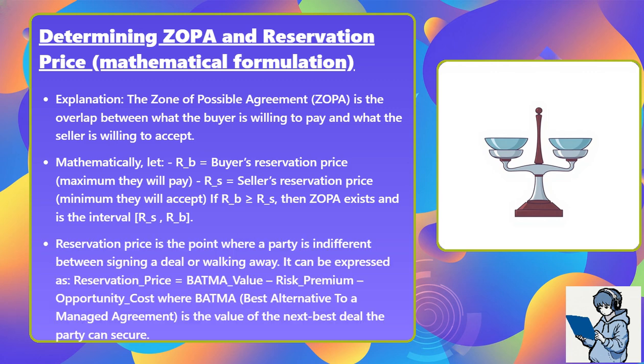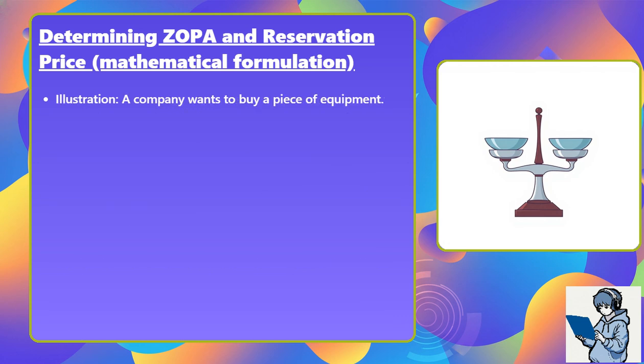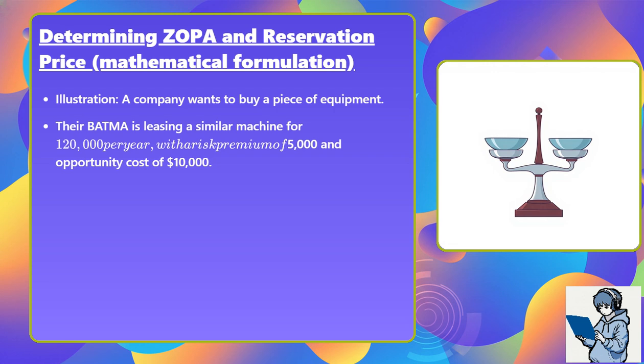Reservation price is the point where a party is indifferent between signing a deal or walking away. It can be expressed as reservation price equals BATMA value minus risk premium minus opportunity cost, where BATMA stands for best alternative to a managed agreement, the value of the next best deal the party can secure. A company wants to buy a piece of equipment. Their BATMA is leasing a similar machine for $120,000 per year, with a risk premium of $5,000 and an opportunity cost of $10,000. Their reservation price equals $120,000 minus $5,000 minus $10,000, which equals $105,000.